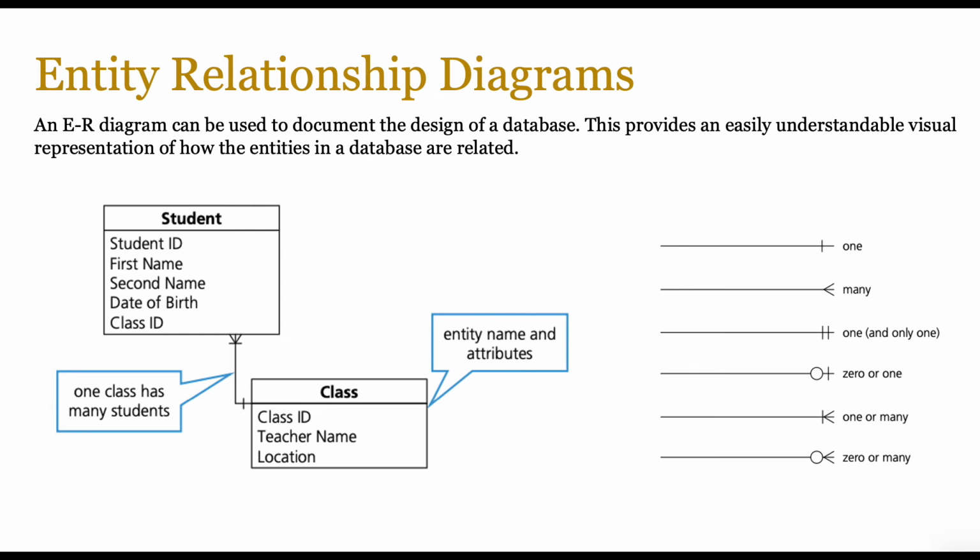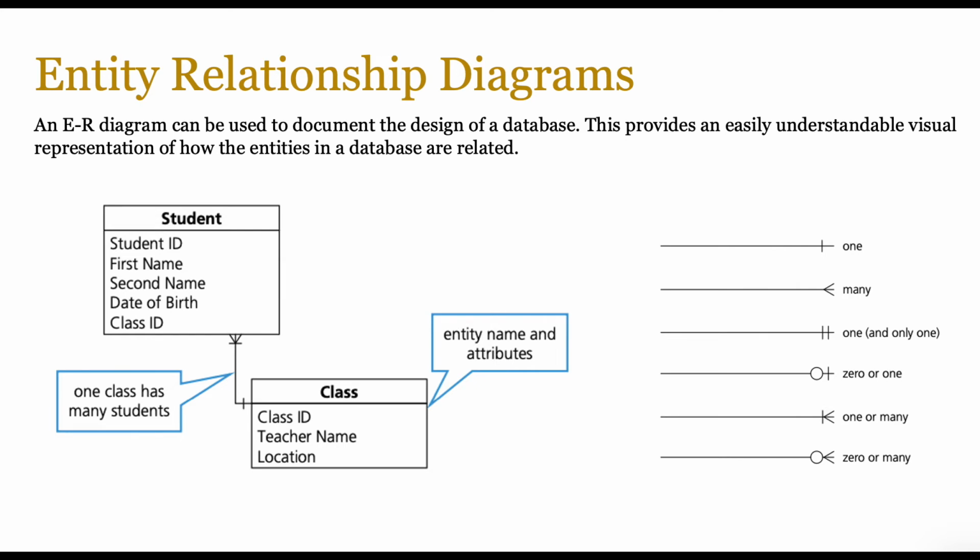But before we get into the process of making a database, we need to design it first. This is where the relationships are actually fleshed out, and in that process the entity relationship diagram comes in handy. An ER diagram can be used to document the design of a database, and this normally provides an easy, understandable, visual representation of how all the entities in a database are related to each other.